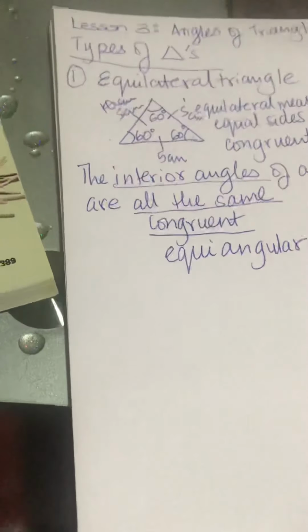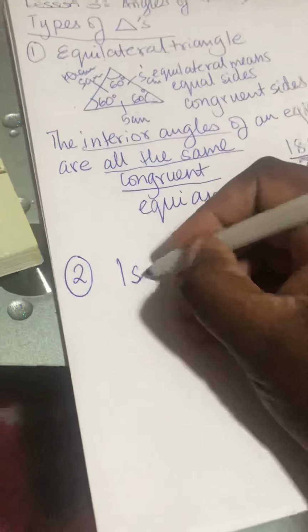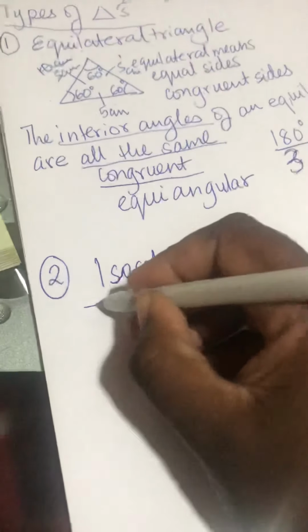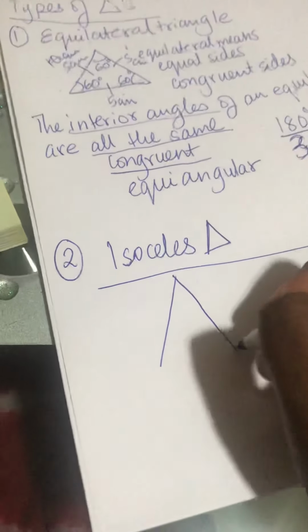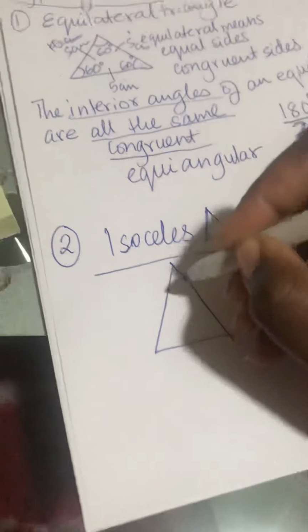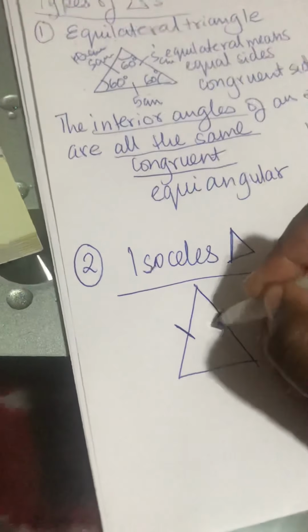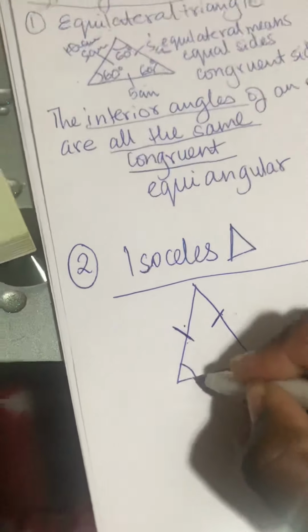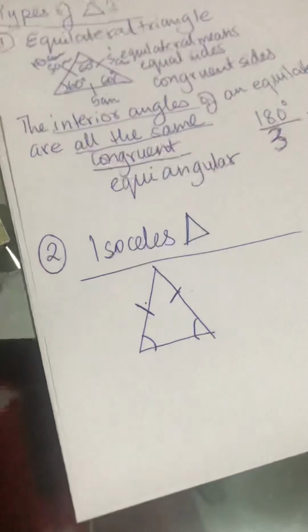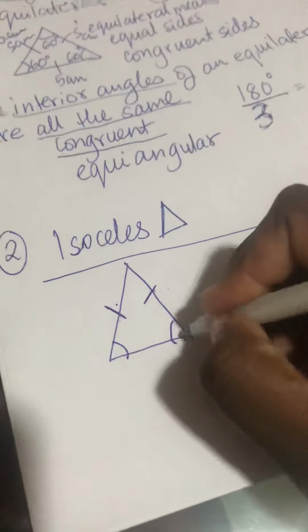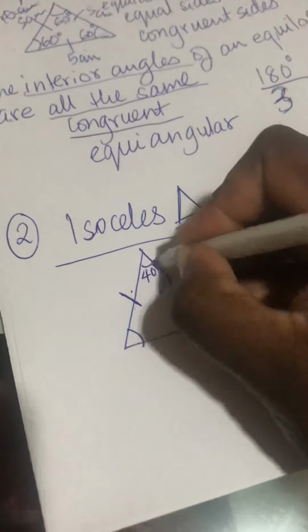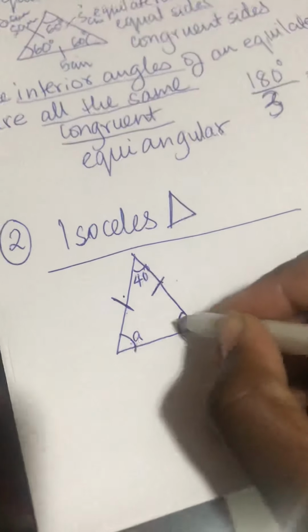Okay? Now, let us do the second triangle. In the second triangle, isosceles. Isosceles triangle. In an isosceles triangle, this side has to be equal to that side, congruent. If these two sides are congruent, the base angles have to be congruent. So, okay, now let's say this is 40 degrees. How will I find angle A and angle B?